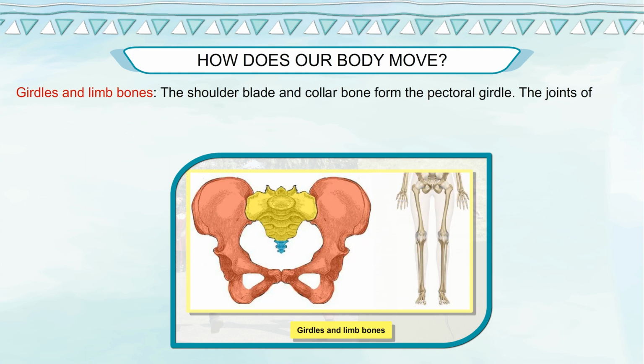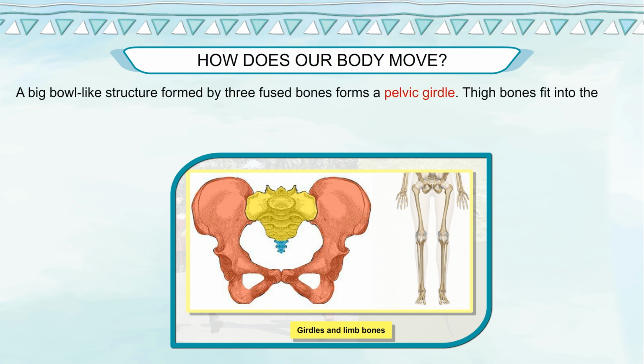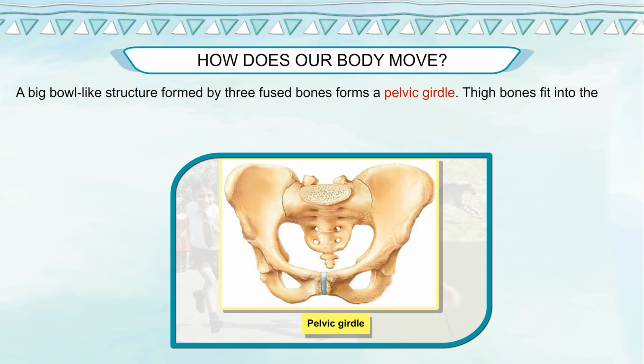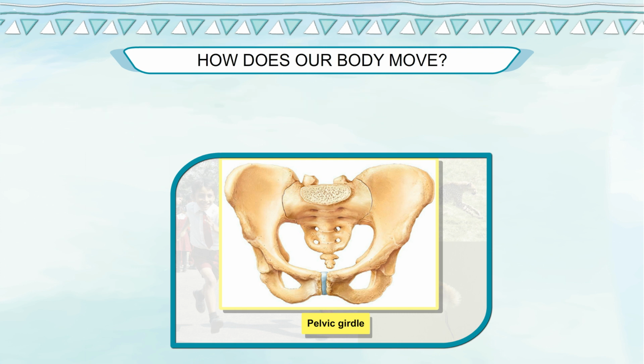Girdles and limb bones. The shoulder blade and collarbone form the pectoral girdle. The joints of these 2 bones form a socket where the forearm fits in. A big bowl-like structure formed by 3 fused bones forms a pelvic girdle. Thigh bones fit into the sockets of the joint in the hip bone. This is the joint on which we sit.